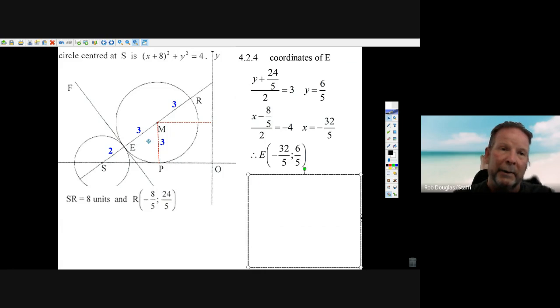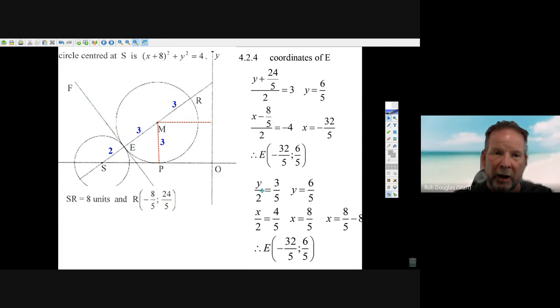Now, I did it a little bit differently. I looked at the ratio. I looked at, well, this y over this 2 must be this 3 over this 5. And then I solved it, and I got y must be 6 over 5. And I went, okay, this x value over 2 must be 4 over 5. And I solved it, and I got 8 over 5. I had to subtract 8 from it, because if that's 8 over 5 right there, there's minus 8. So if I go 8 over 5 minus 8, I get the same answer.